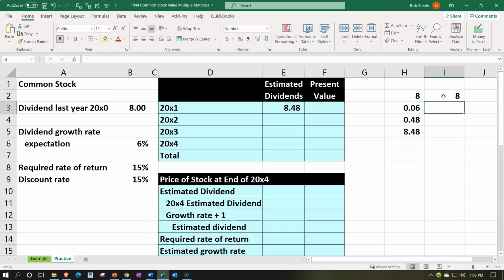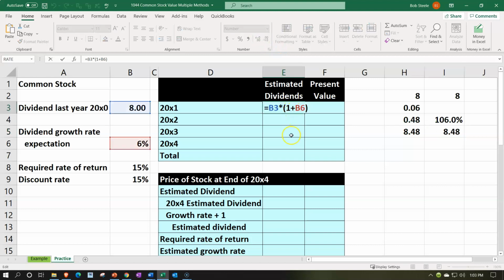The other way we can get there is, of course, the $8 and then add this together. This would be 1.06, 100% plus the 6%, percentifying that, and that will get us right there. The $8 times that will get us directly there. So that's what we're doing here.